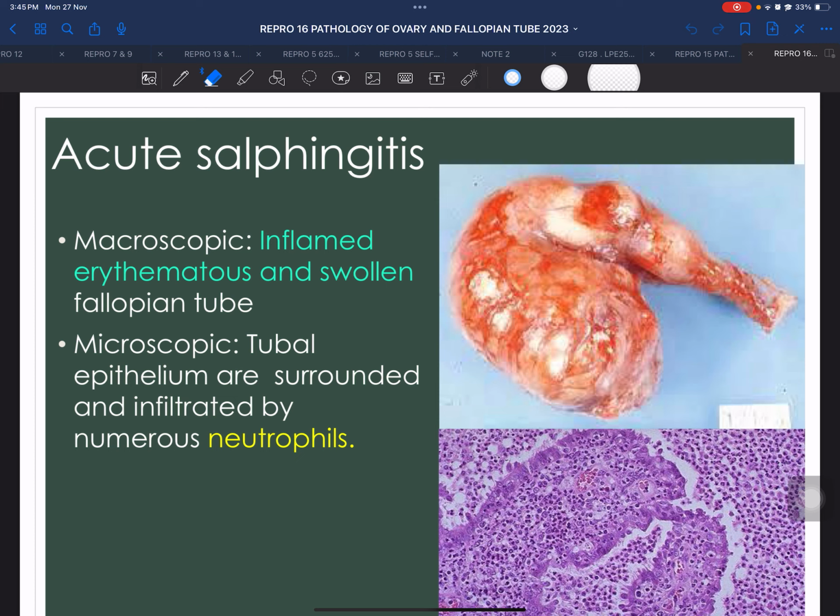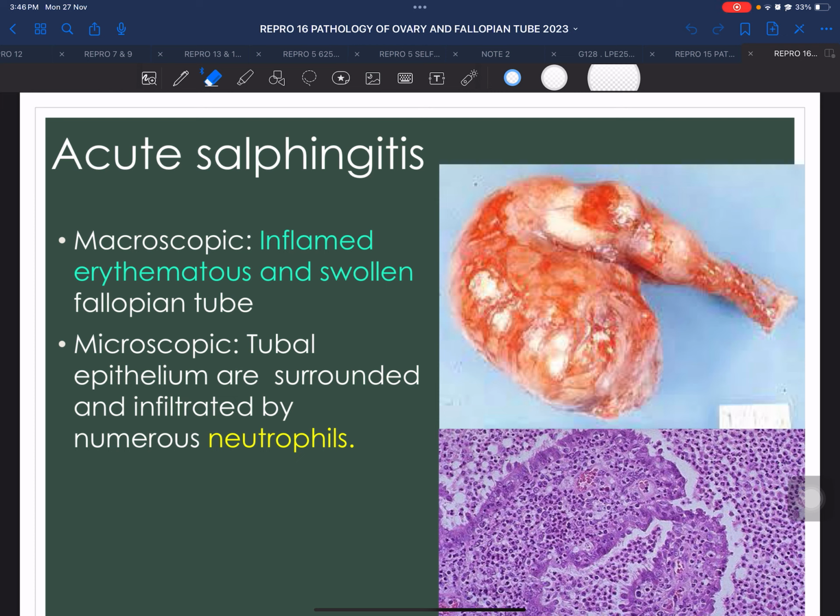Clinically, they can be minimally symptomatic, or they can show full-blown symptoms with a high fever, nausea, vomiting, and severe pelvic pain. Okay? And sometimes they can be associated with vaginal discharge as well.